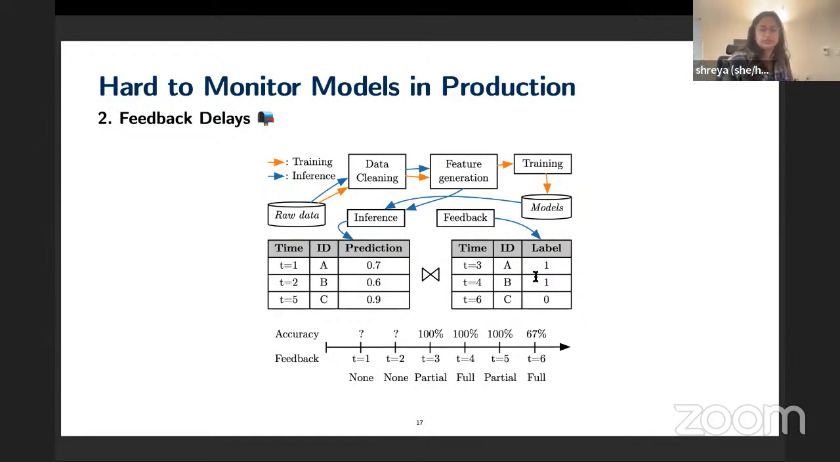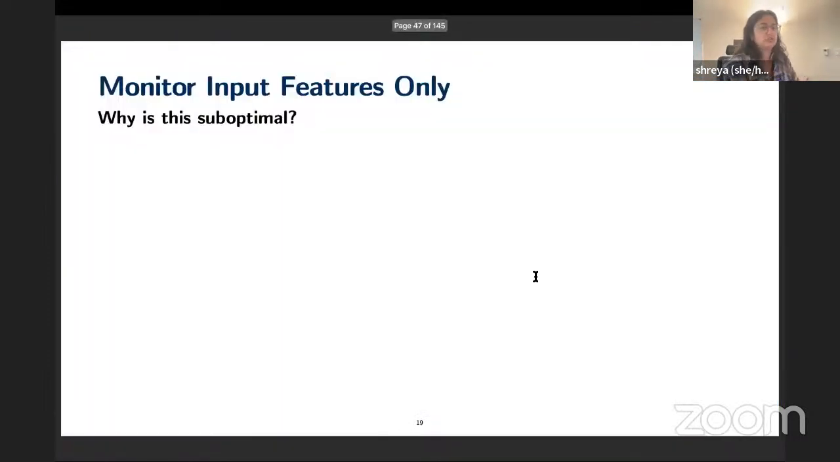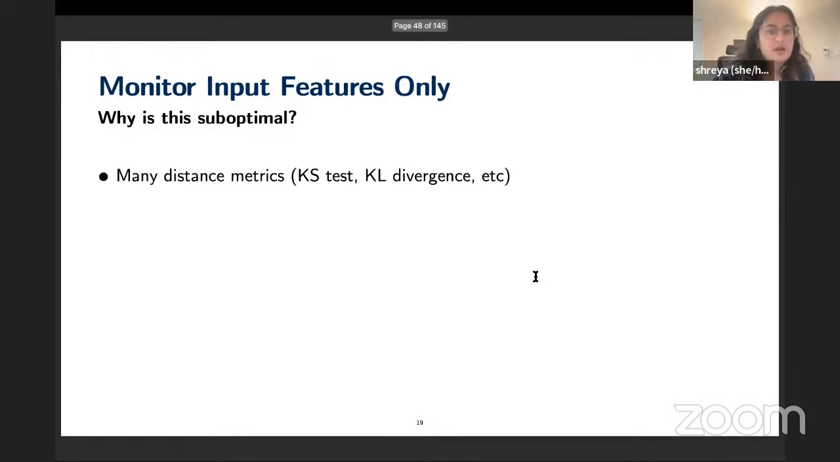I don't think this is as necessary, so I'll move on. Okay, so thinking about monitoring, especially with feedback delays, what can we do? One thing that we could do is maybe monitor our input features only. And why is this suboptimal?